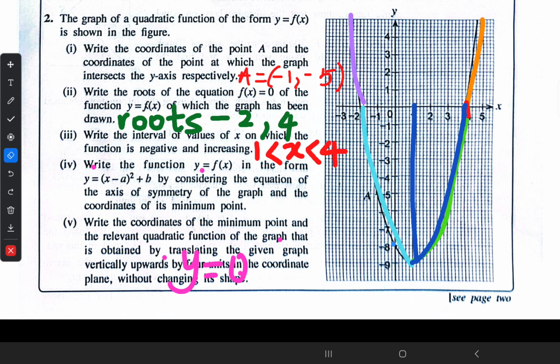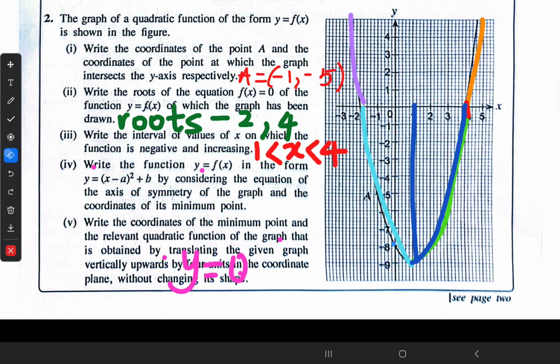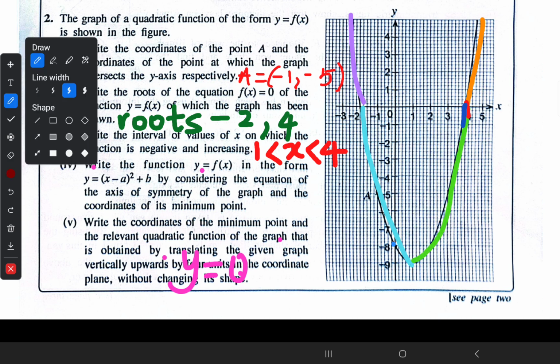Write down the function f(x) in this form, y equals (x minus a) whole square plus b, considering the equation of axis of symmetry of the graph and coordinate of minimum points. They were given the hint as well, so you know how to find that one.